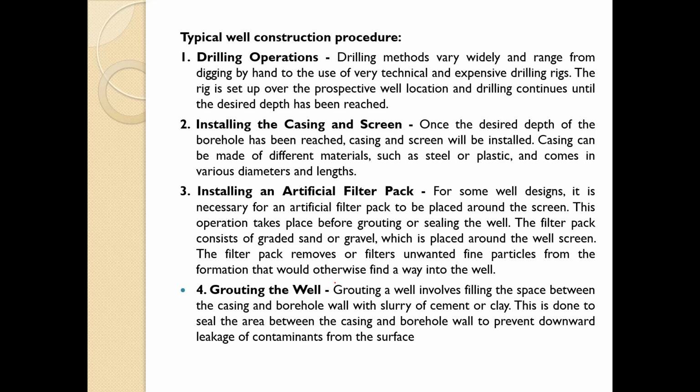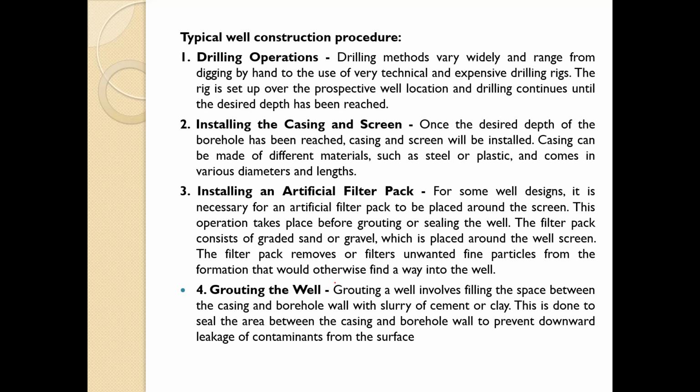Then typical well construction procedures. So first, drilling operation. Drilling methods vary widely and range from digging by hand to use of very technical and expensive drilling rigs. The rig is set up over a prospective well location and drilling continues until the desired depth has been reached. Then installing the casing and the screen. Once the desired depth of the borehole has been reached, the casing and screen will be installed.